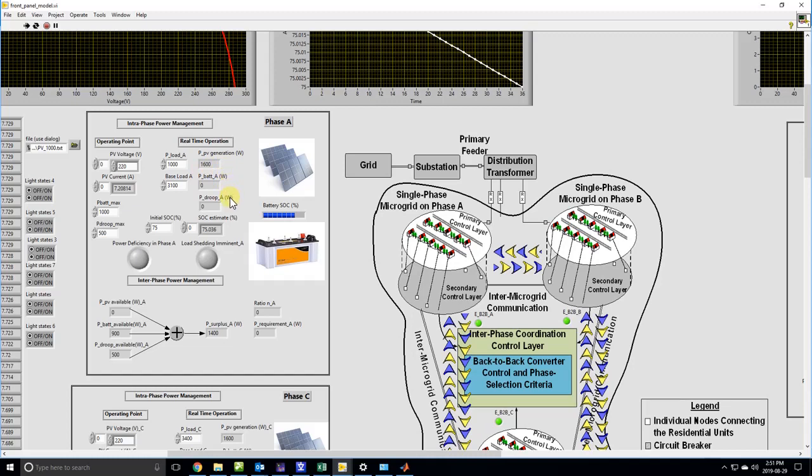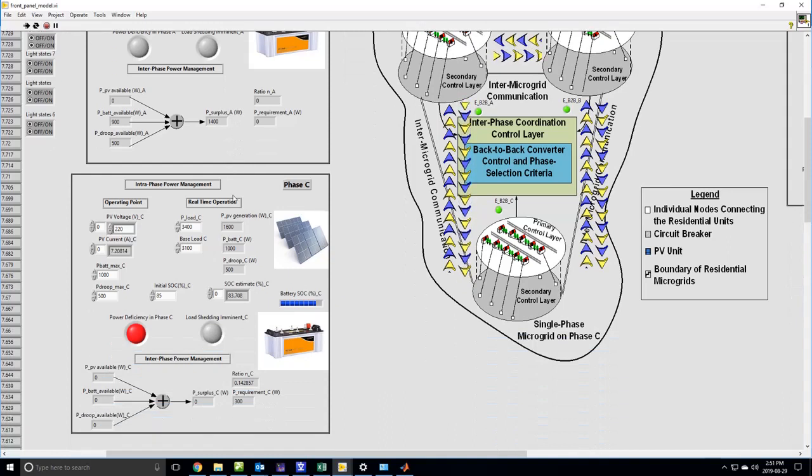Now let's go to phase C and see what is happening. Now in phase C there is power deficiency, as we have already noted down. There is no surplus power. According to the mathematical formulation, from phase C there is a power requirement of 300 watts. This 300 watts is registered and then sent to the surplus power phase, that there is a power requirement of 300 watts in phase C.